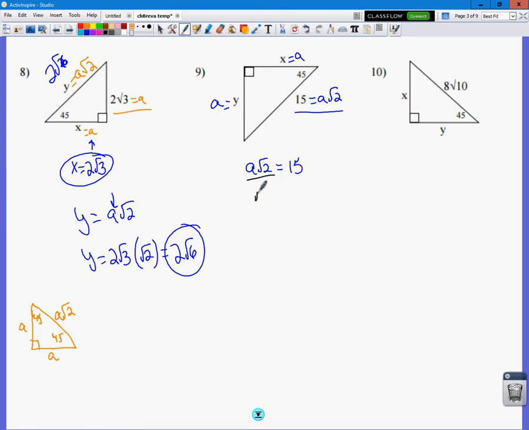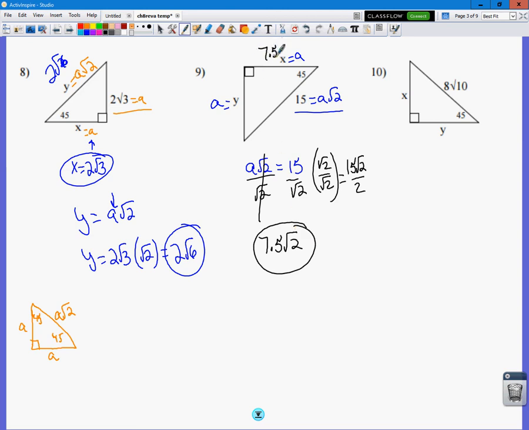Don't leave radicals in a denominator, so when I divide by the square root of 2 to get A by itself, I have to rationalize my denominator. So I'm going to multiply by the square root of 2 over the square root of 2, leaving me 15 square roots of 2 over 2. I could leave it this way, or if I wanted to, I could take 2 into 15 and get 7.5 square roots of 2. So x is 7.5 square roots of 2, and y is also 7.5 square roots of 2.